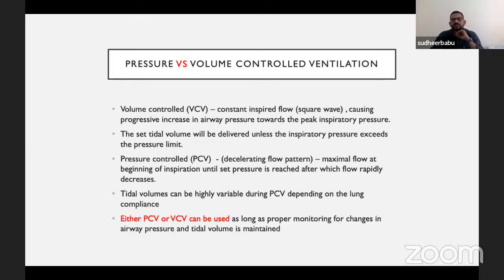As we traditionally think that pressure control is better, it's not like that. Either PCV or VCV can be used as long as you properly monitor changes in the airway pressure and tidal volume. It's not that pressure control is superior to volume control, either can be used, but we have to monitor properly.